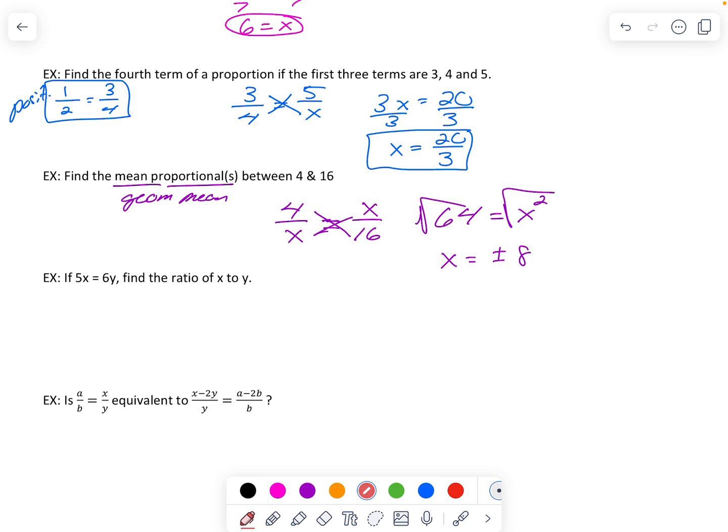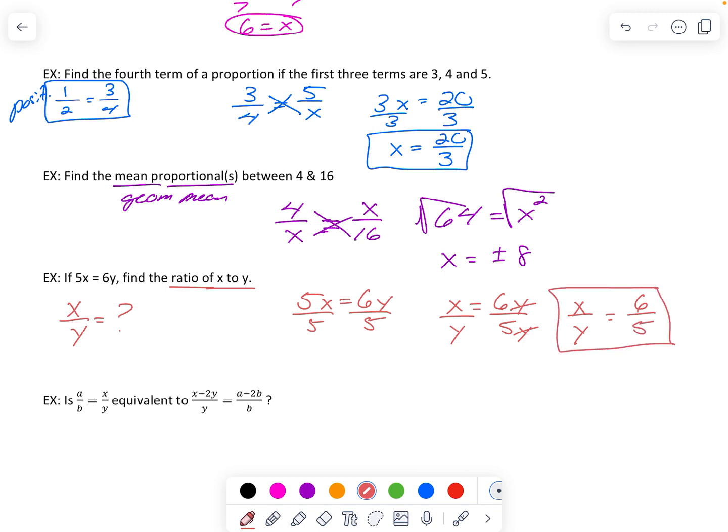Our next example is find the ratio of x to y. So what we want to know is this, x over y equals what? So we're going to take that 5x equals 6y, and we want it to say x over y on one side. So we're going to divide both sides by 5. And we get x equals 6y over 5, and then we're going to divide both sides by y. And we get x over y equals 6 over 5. If you want to do that all in one step, do it all in one step.